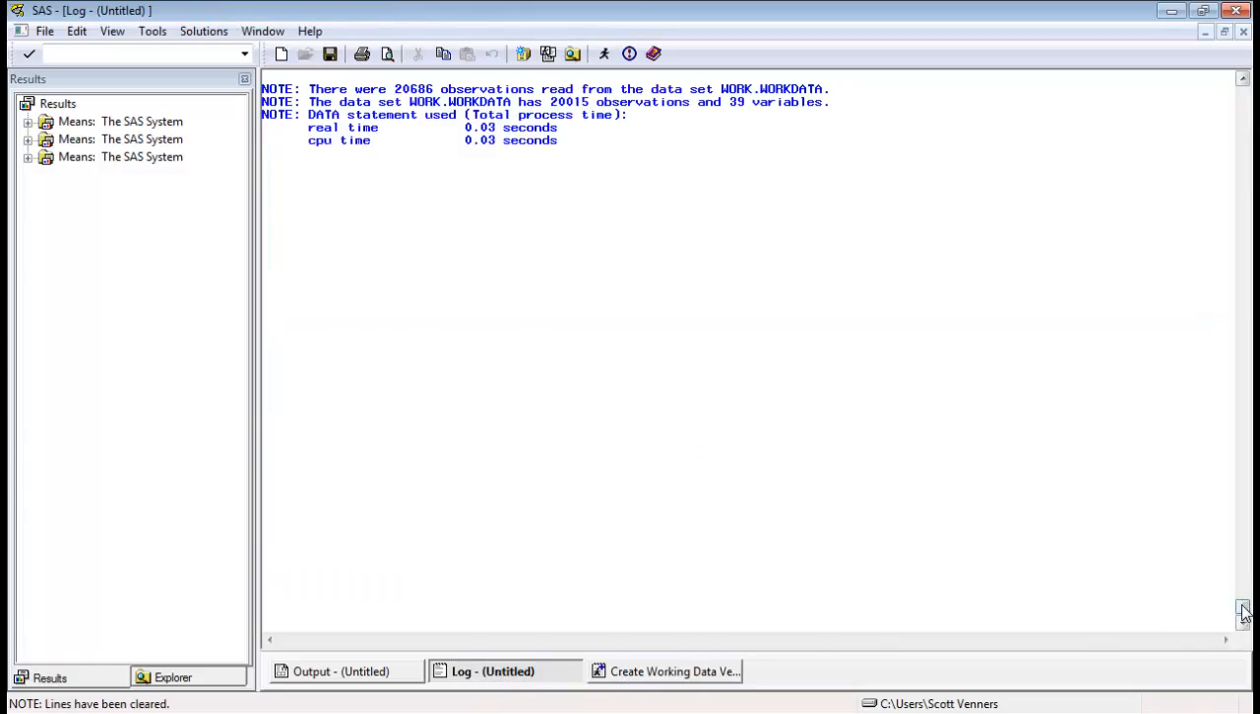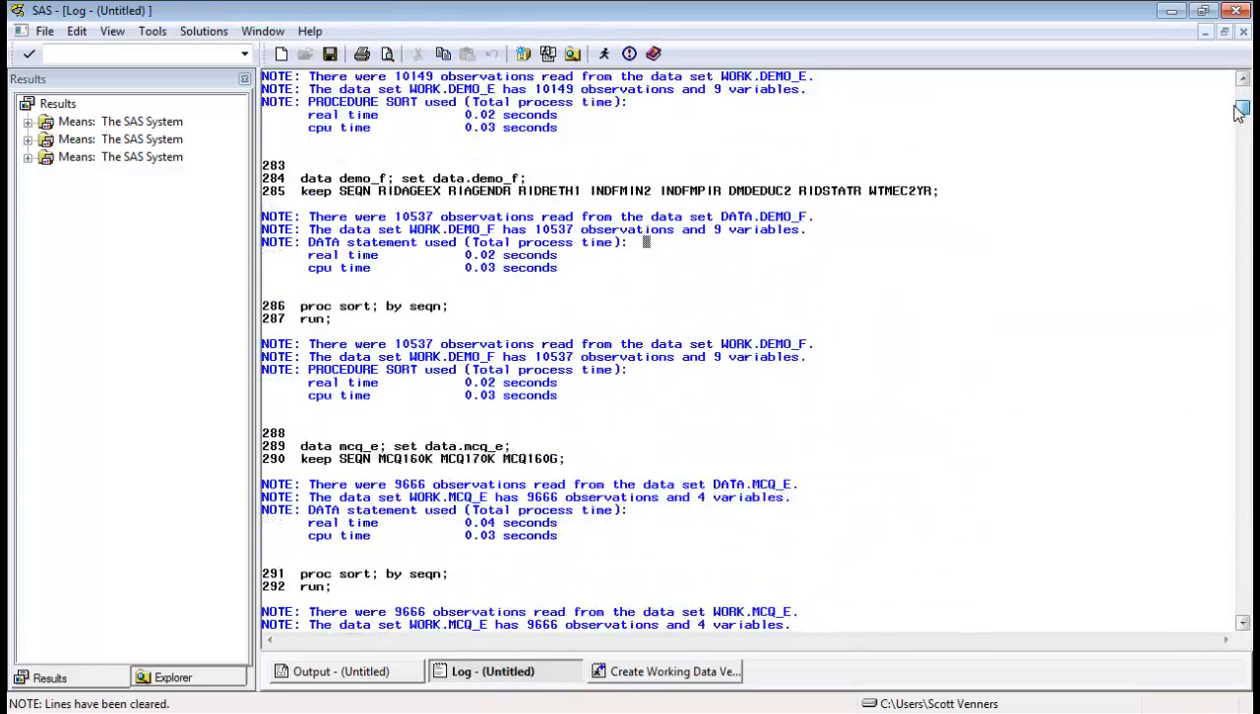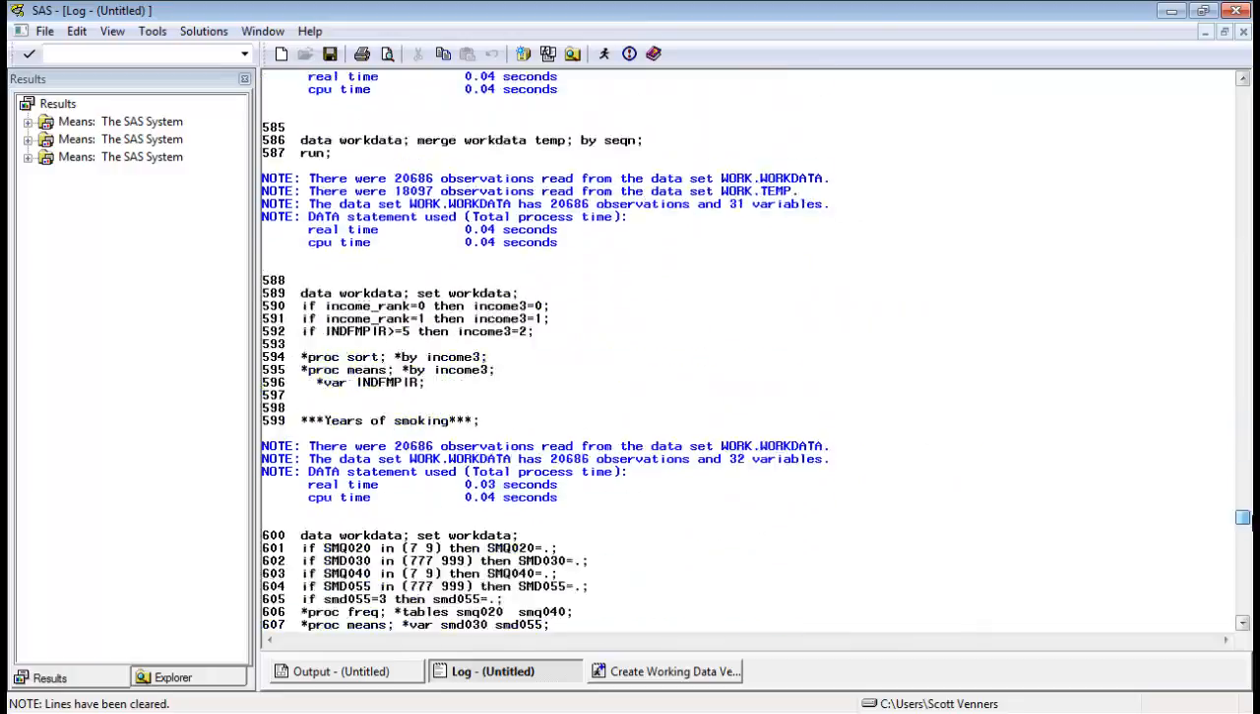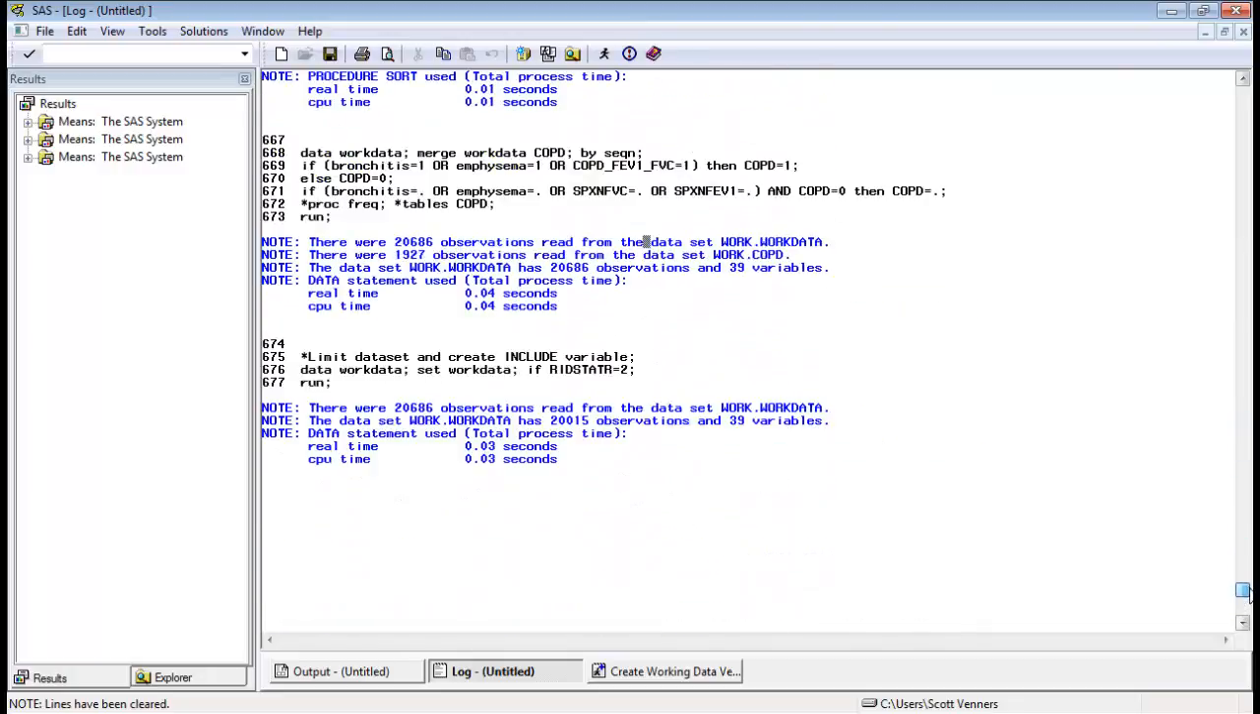Let's check the log file first, to see if everything looks blue. Looks like everything is running okay. I haven't changed things very much, so I don't need to check it too closely. But here is where I'm limiting the data set. We start out with 20,686. After the limitation here, it goes to 20,015. So this should be equal to the number of people who went to the MEC in my 2 cycle years.